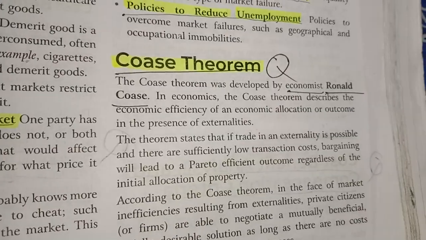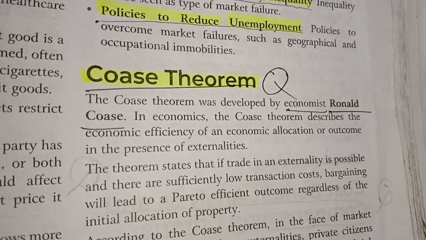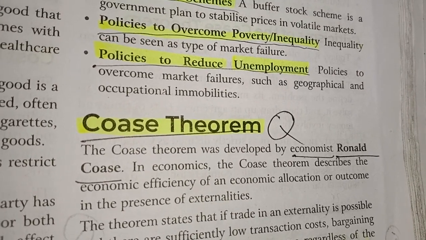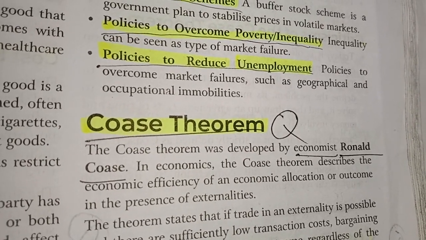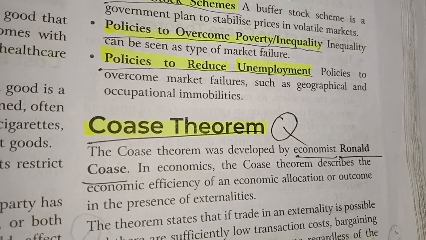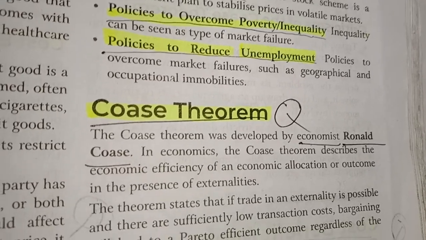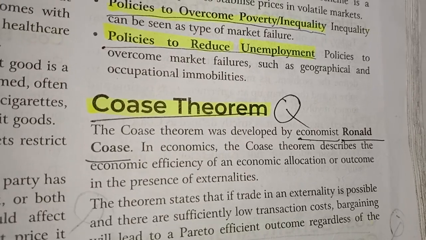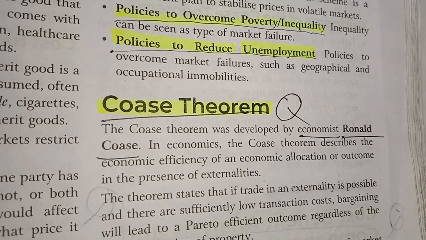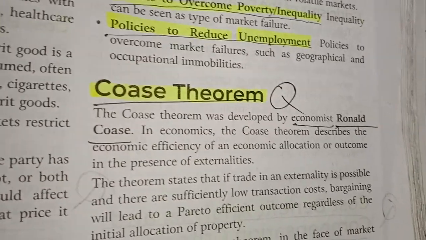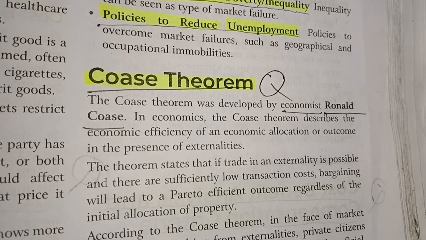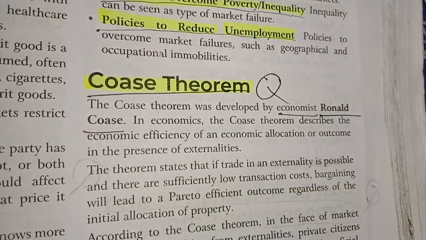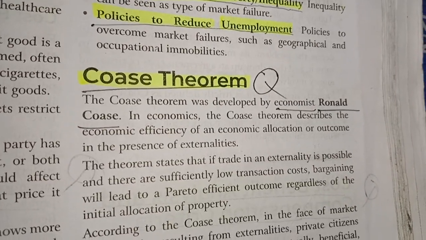Coase theorem. The Coase theorem was developed by economist Ronald Coase. In economics, the Coase theorem describes the economic efficiency of an economic allocation or outcome in the presence of externalities. The theory states that if trade in an externality is possible and there are sufficiently low transaction costs, bargaining will lead to a Pareto efficient outcome regardless of the initial allocation of property.